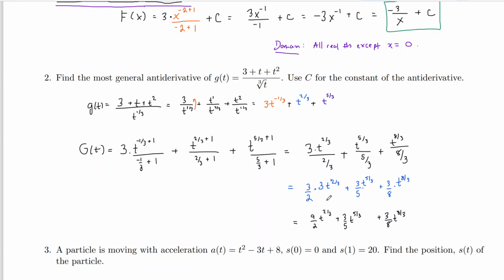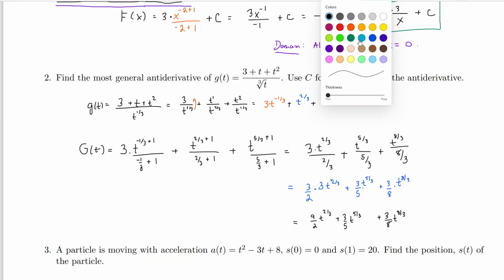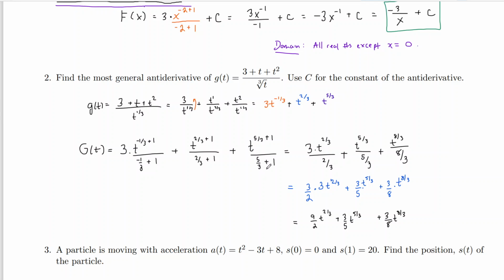All right, now I intentionally left something off. What are we missing? And maybe you realized it at the beginning and you wanted to point it out. Maybe you did point it out to yourself. We need to have a plus c. The moment we start doing the antiderivative, which was right here.